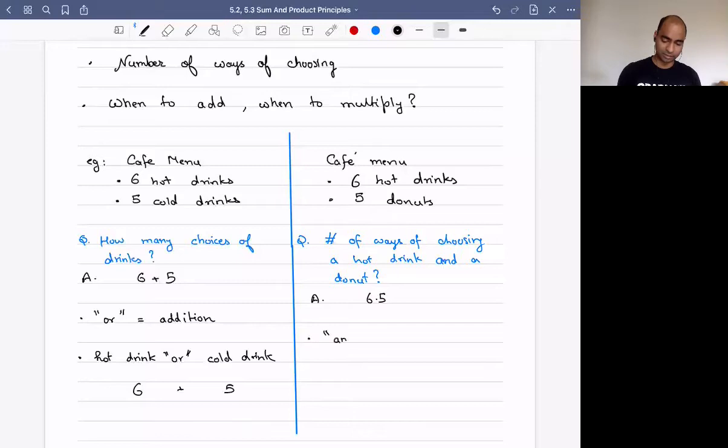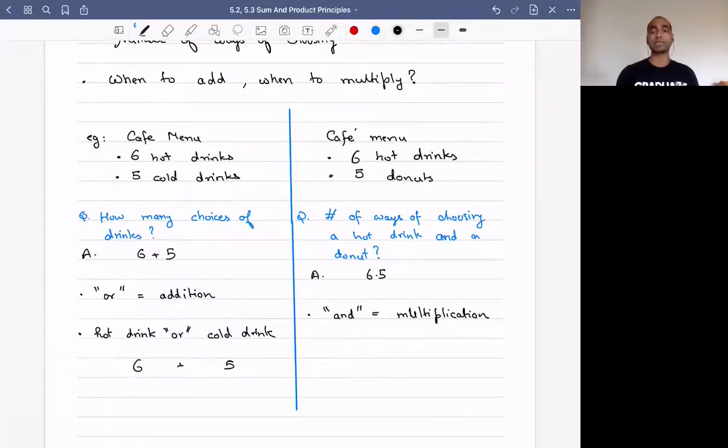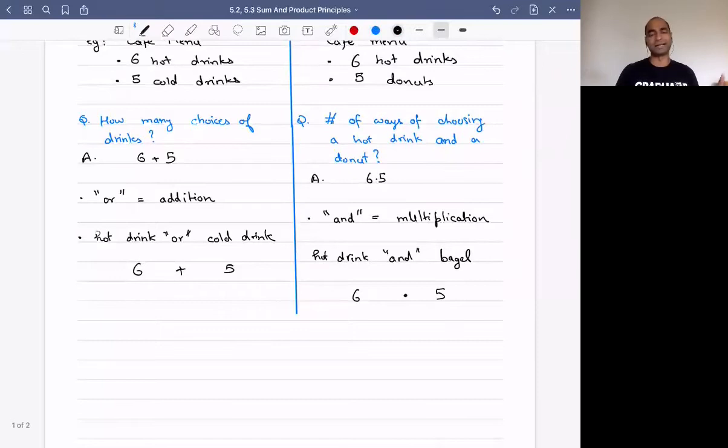And again, the Boolean algebra language comes in handy because you're choosing something and something, you're multiplying. So in this particular example, I am doing a hot drink and a bagel. Number of choices for the hot drinks is 6, number of choices for the bagel is 5, and because there is an and in the middle, I'm multiplying. Okay, so and is multiplying, or is addition.